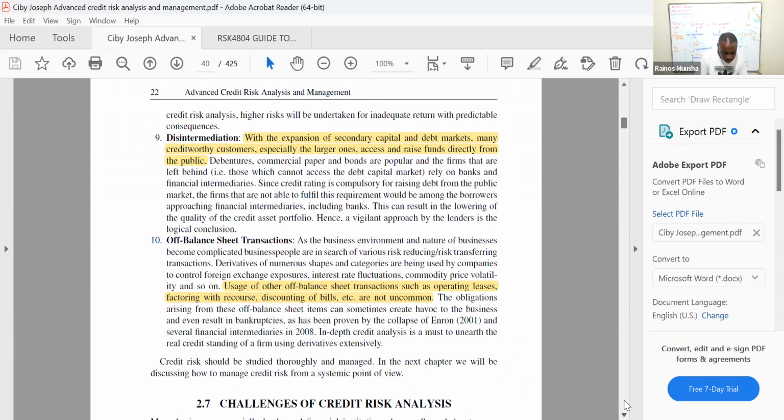So are there any questions on the need for credit risk analysis? Are there any questions on the reasons why we need to conduct credit risk analysis? Any questions?